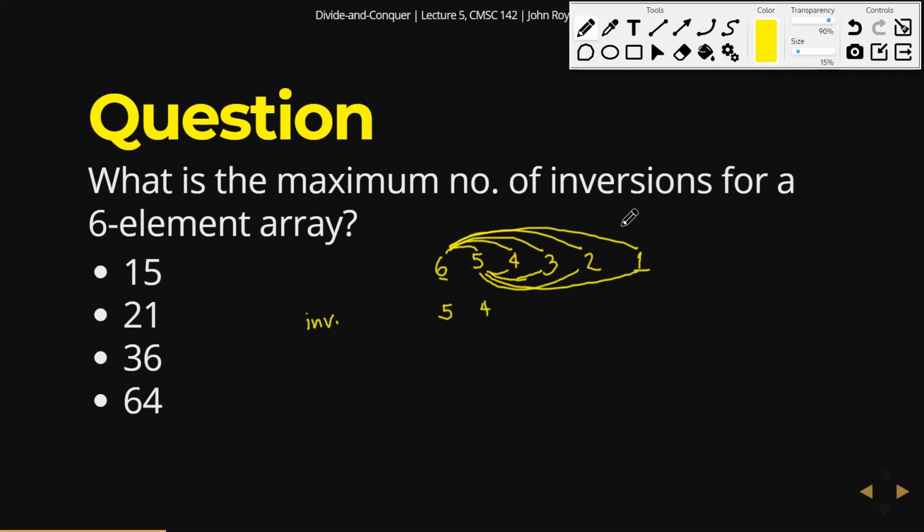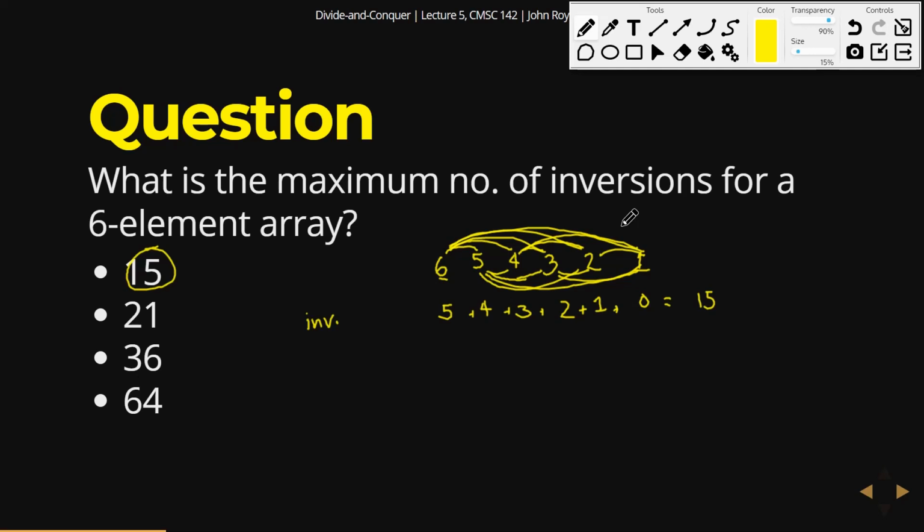4 inversions for 5. For 4, there are 1, 2, 3 inversions. For 3, there are 1, 2 inversions. And for 2, there's only 1 inversion. And for 1, there's nothing, right? So if you add all of this up, that would be 9, 12, 14, 15. So that would be this one, okay? There are 15 inversions in a 6-element array maximum.